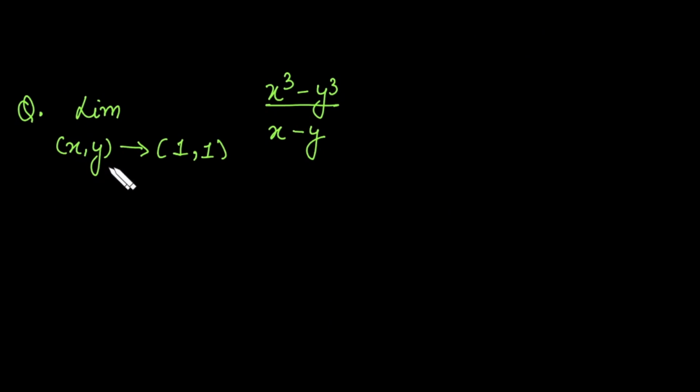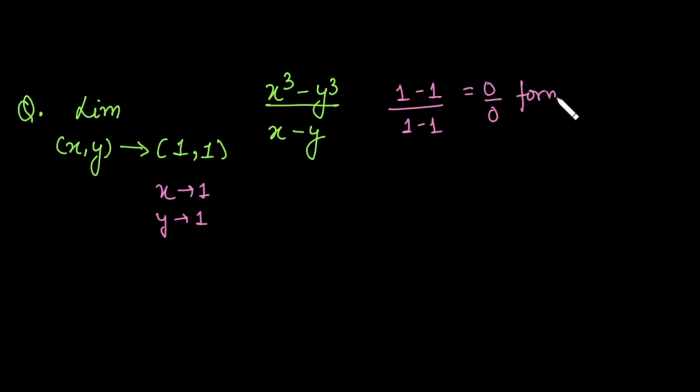Next example, we have this form: x cubed minus y cubed divided by x minus y. And we need to find the limit of this function at the point (1, 1). Meaning when x is approaching 1 as well as y is approaching 1, what is the limit in this case? When you substitute x equal to 1 and y equal to 1, what do we have? 1 minus 1 divided by 1 minus 1. That is a 0 by 0 form. And that is undefined. We need to use some other approach.